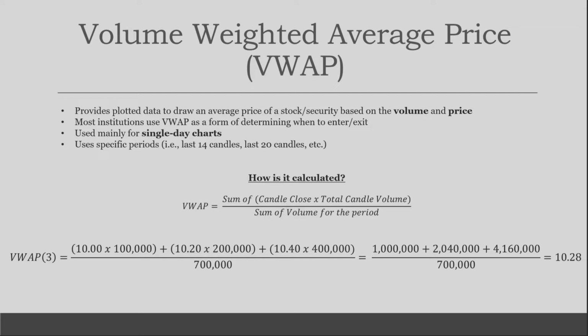Another thing to note down with the VWAP is that it uses specific periods. These periods simply represent the calculation to be used. For example, if you use the VWAP 14, it will calculate the VWAP based on the last 14 candles. If you use the VWAP 20, it will use the information from the last 20 candles.